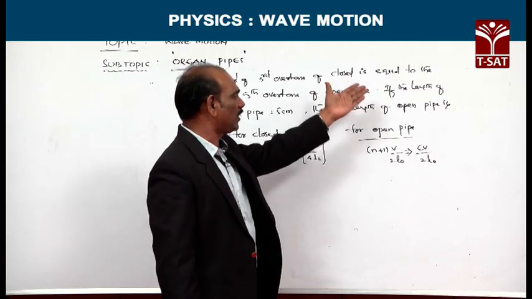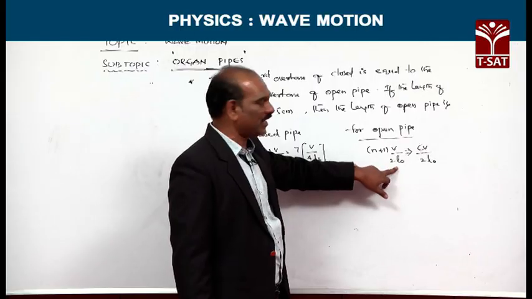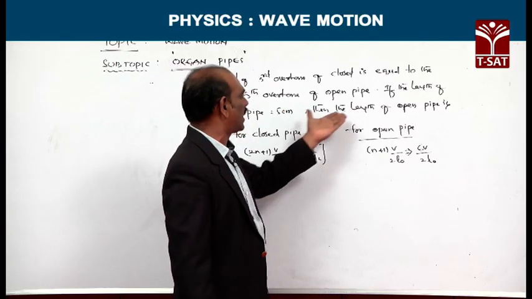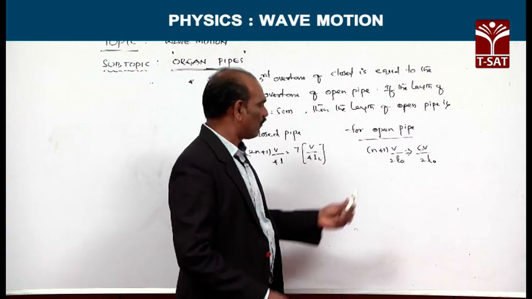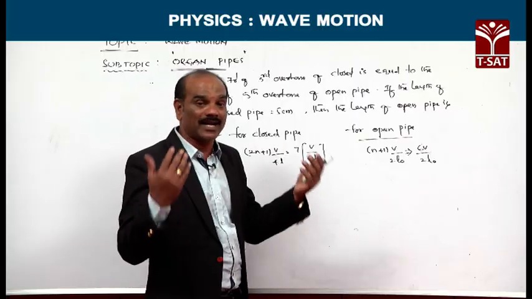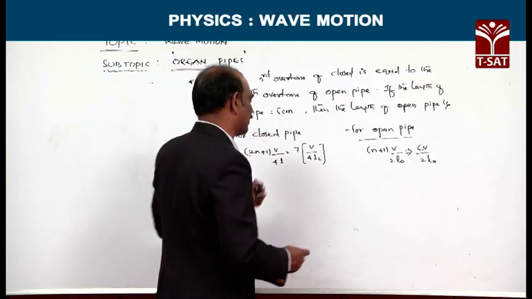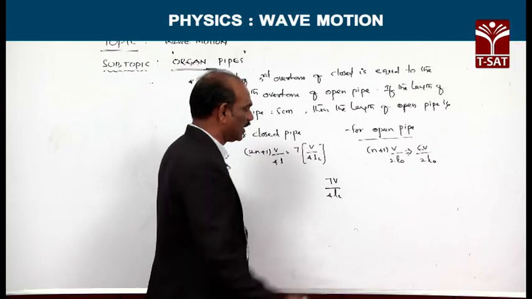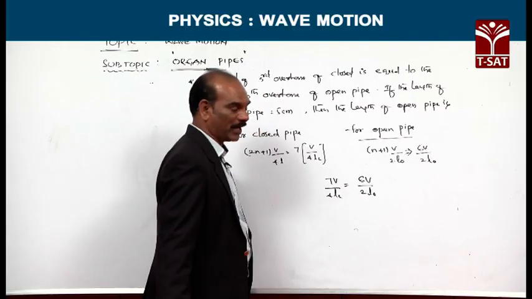Here in the problem, for the open pipe, (n plus 1) into V by 2LO is the frequency of the open pipe. He gave n as 5 because he gave the fifth overtone. So n is equivalent to 5, 5 plus 1 is equal to 6 V by 2LO. Both are in resonance, meaning both vibrate at the same frequency. That is nothing but 7 V by 4 times LC for the closed pipe, which is equivalent to 6 V by 2 times LO for the open pipe.